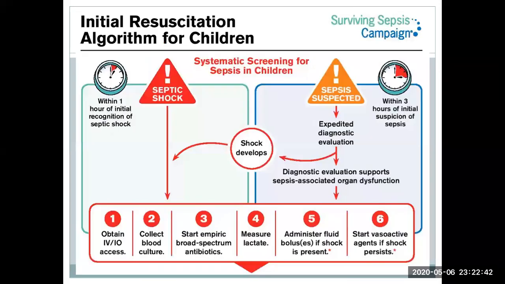The algorithm they provided: within the first hour of initial recognition of septic shock, all of this should be done. Obtaining vascular access, collecting blood culture, empirical therapy, and measuring lactate, which has already been discussed thoroughly through the discussion. And the next is within 3 hours of initial suspicion of sepsis. They said in the guidelines that if there is no septic shock and no organ dysfunction, the antibiotic can be given within the 3 hours, but we are following the 1 hour guideline since our patient will come with ongoing sepsis.